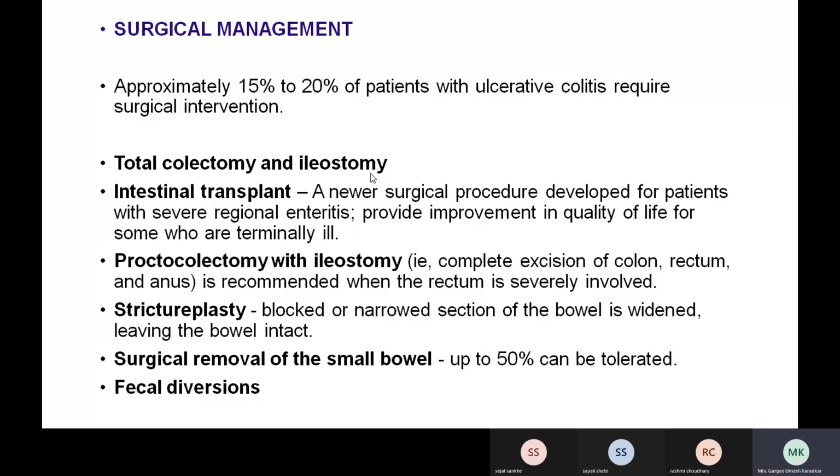Next is the surgical removal of the small bowel. In 50% of the patients, this can be tolerated. Another surgery which can be done is fecal diversion. In fecal diversion, wherever there is an inflamed part, you have to bypass it and create small openings where you can move the fecal matter outside. So that is your fecal diversion.